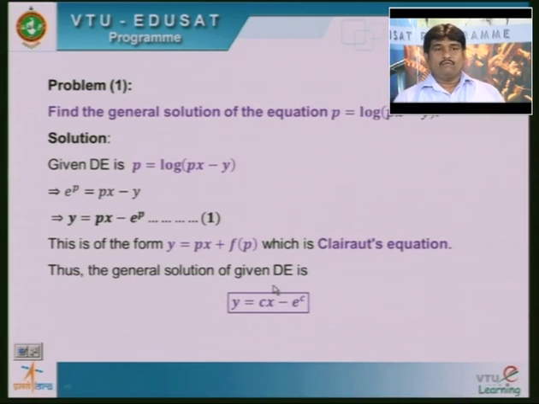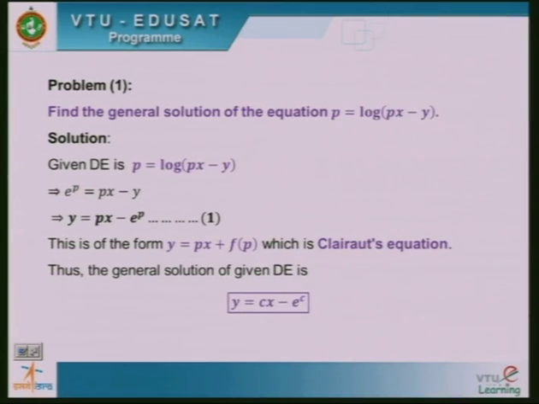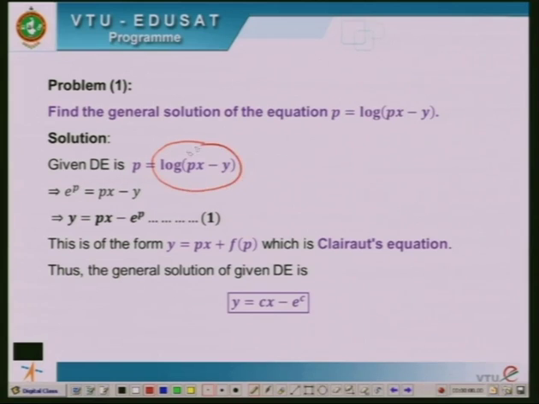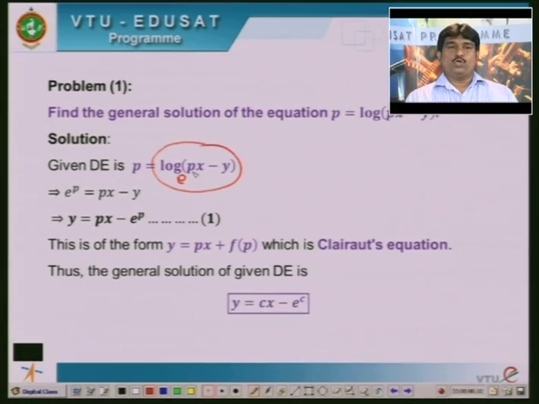Problem number 1: find the general and singular solution of the equation p equals log of px minus y. Given differential equation is p equals log of px minus y, and by default the base is e. p equals log of px minus y to base e means e to the power of p equals px minus y. So shift y to LHS and e to the power of p to RHS to get this form, y equals px minus e to the power of p.